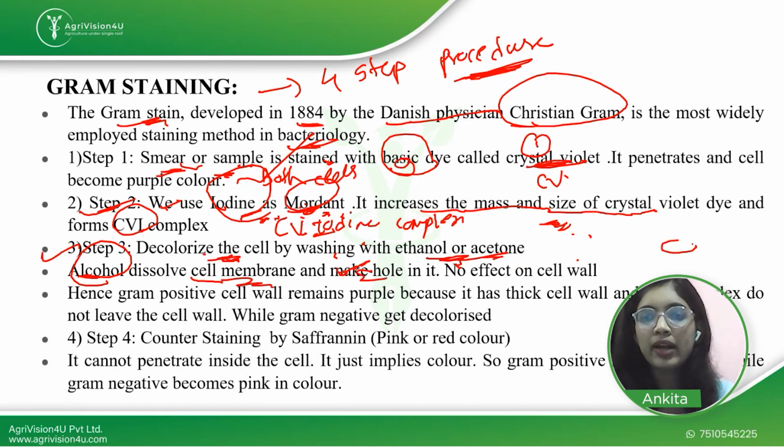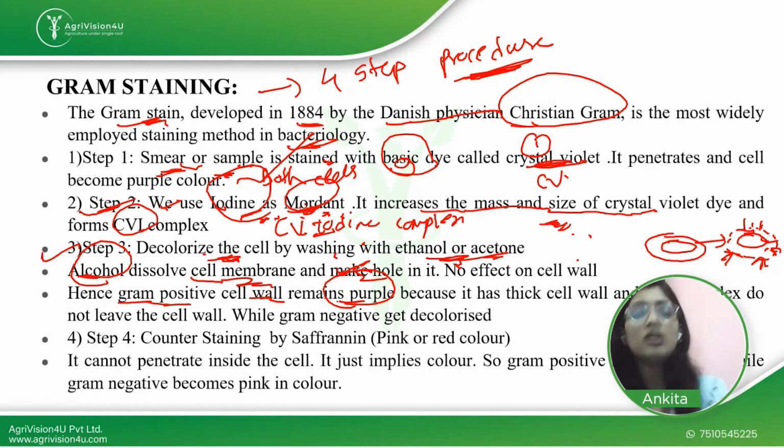This is your bacteria, and this is the cell. Now after applying alcohol, what will happen? This cell membrane will get dissolved. Holes will appear in it. So this is the scene which is going to happen after applying the alcohol. Now what will happen? The gram positive cell wall will remain purple, because we have already studied the difference between gram positive and gram negative.